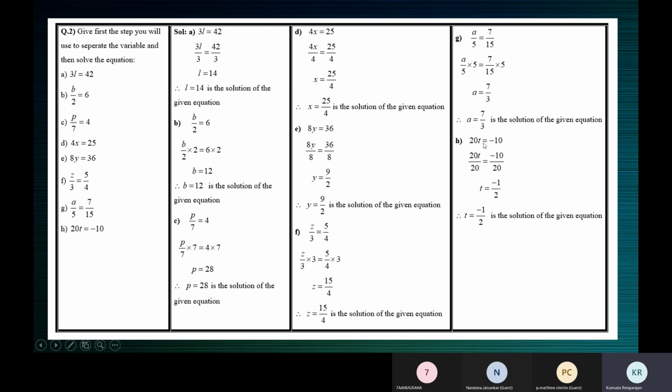In H, T has to be separated from 20. So we divide both the sides by 20. So 20 and 20 will get cancelled in the left hand side. So we have T is equal to, here minus 10 by 20 is minus 1 by 2.